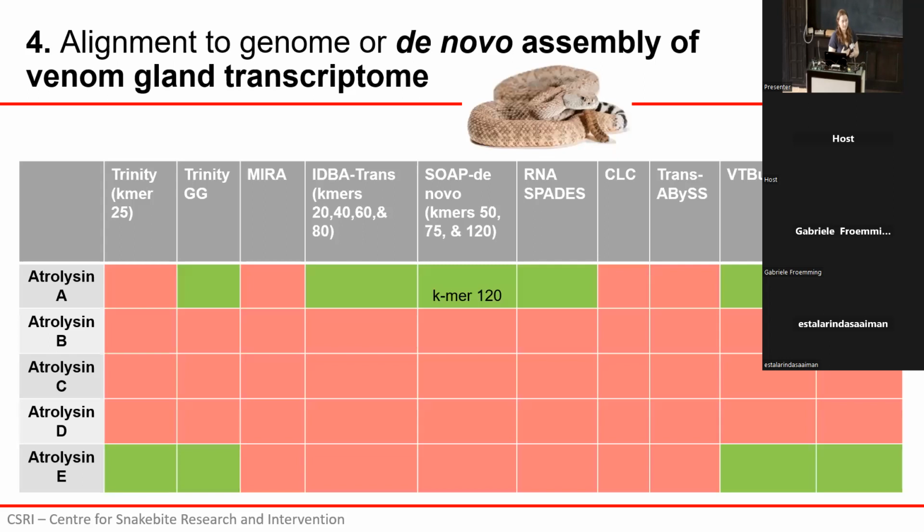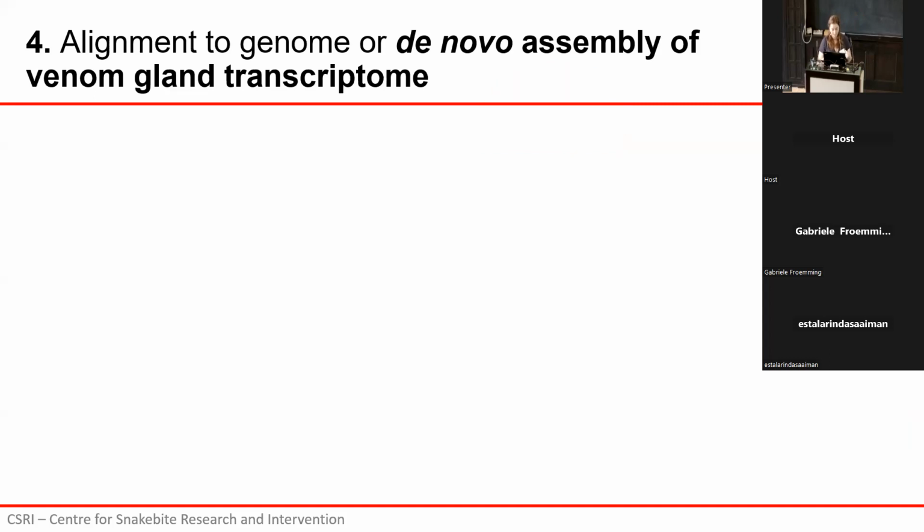But as I mentioned, there's variation in the ability of those different programs to properly assemble a transcriptome. This was a couple of years back now, so it's a little outdated, and there have been version improvements for these programs since. But I evaluated several different programs and their ability to assemble metalloproteases from Crotalus atrox. The red ones were not assembled, and the green ones were correctly assembled.